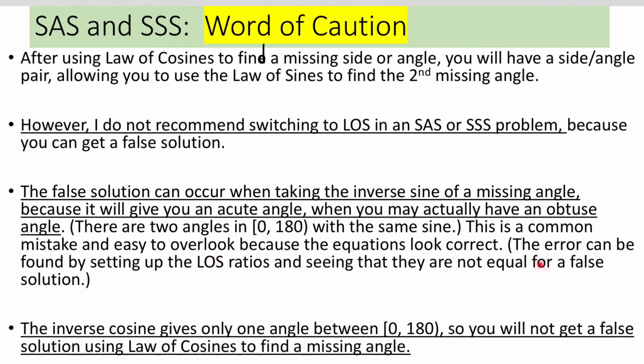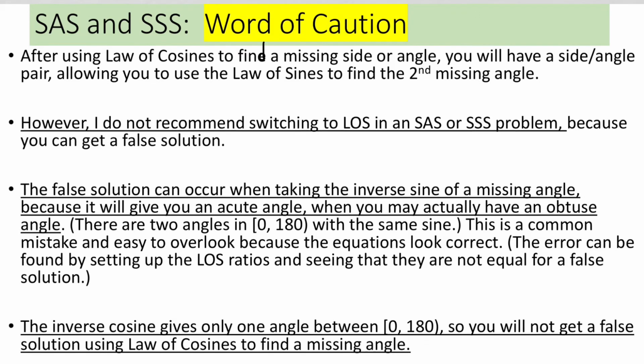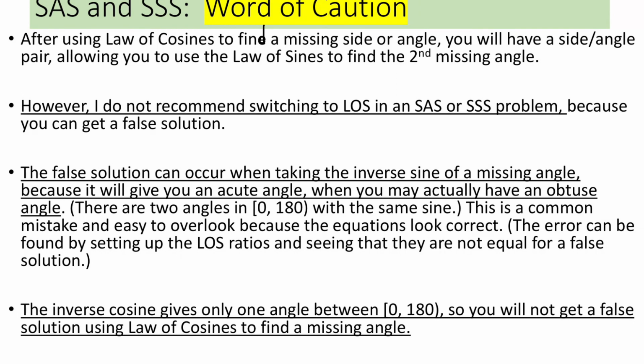You can find the error that you've made by setting up the three law of sines ratios and noticing that they're not going to all give you the same number. Since they will not, you'll have a false solution. You've got a problem. In order to avoid this, don't go to the law of sines. Stick with the law of cosines, even though it is a longer calculation.